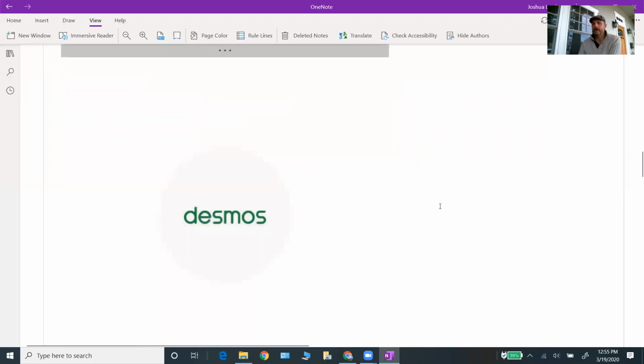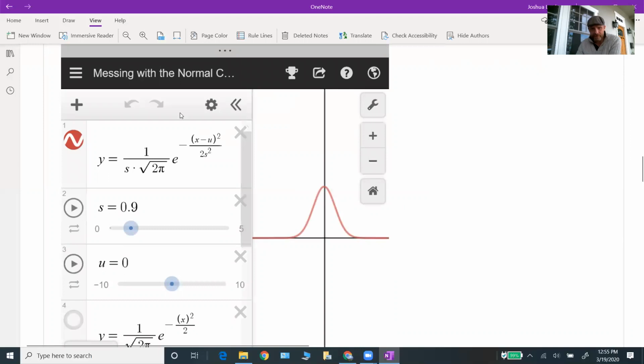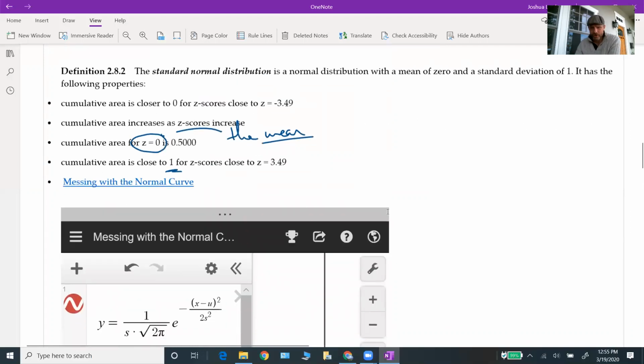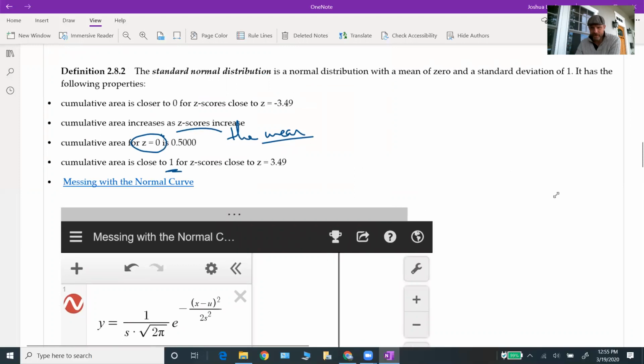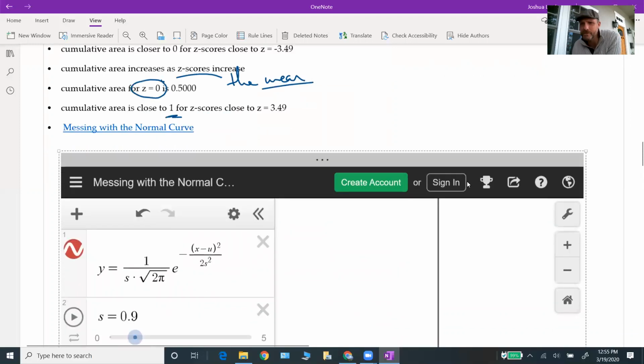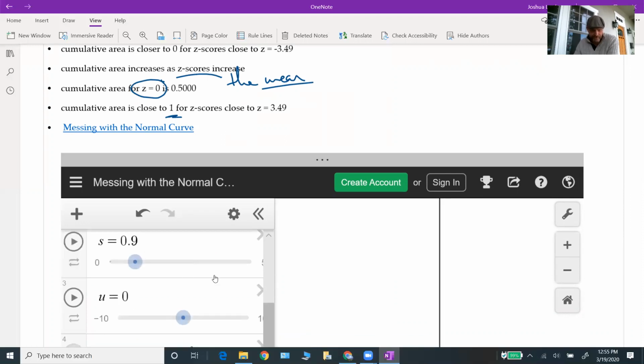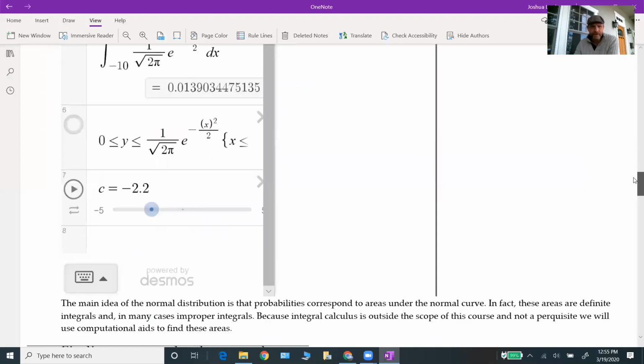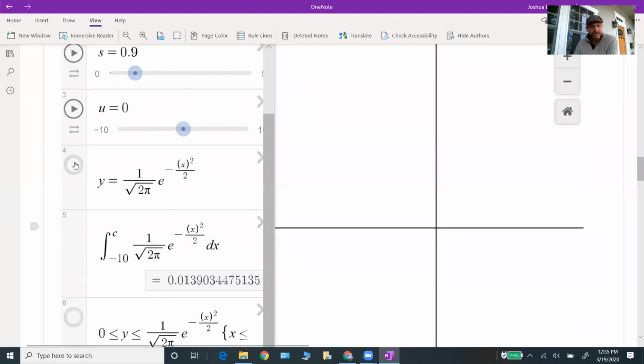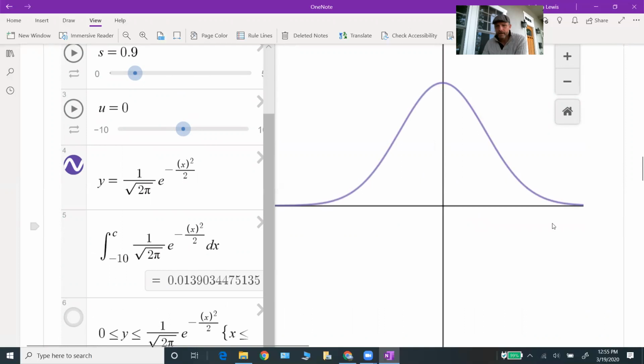I don't want you to get caught up too much in the mechanics of what I've written here, what the formulas may or may not look like, because frankly, those are not for you to worry about. Finding these areas requires calculus. We're going to use a computational tool for all these areas. So I'm going to turn off the other one and come down here. And what I have is the standard normal curve. And what I'm going to do is play with some values.